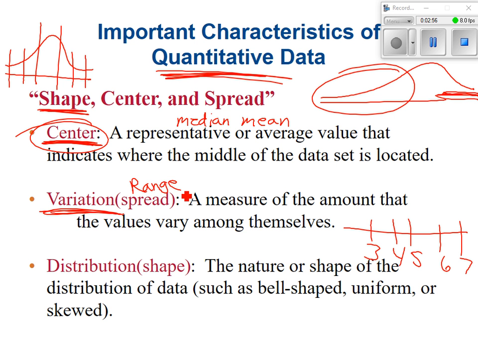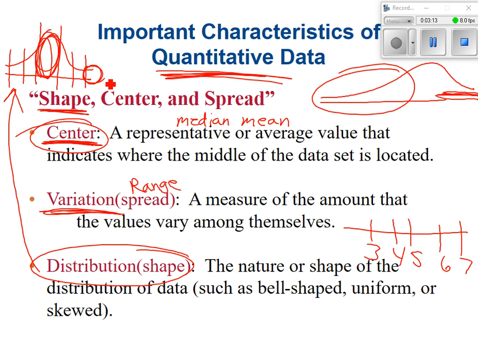Distribution. Again, that's the shape. That's what I talked about at the beginning here. It just shows how the data is distributed. So there's more in this area and less out here in this area. We'll talk about things like bell-shaped, uniform, and skewed. This graph that I drew right here would be a graph that's skewed left because it's got that long tail on the left.